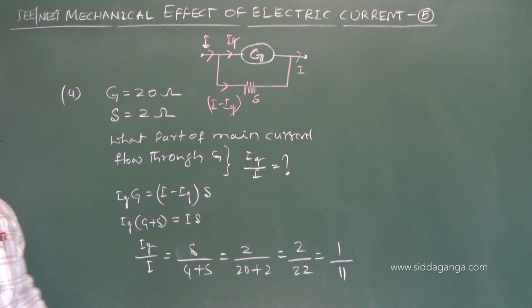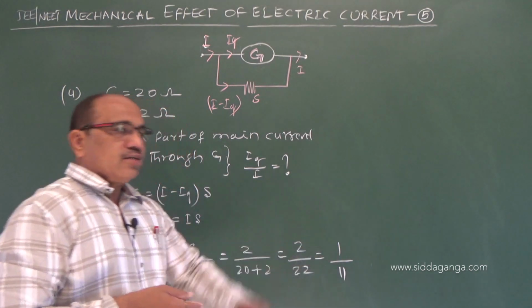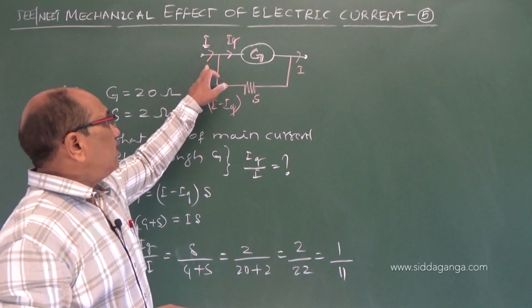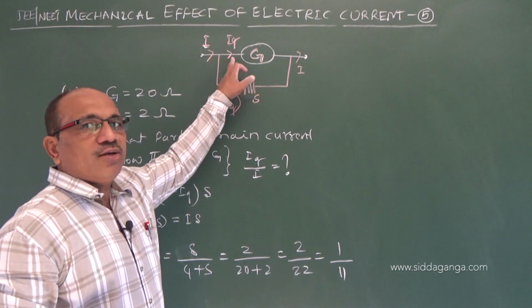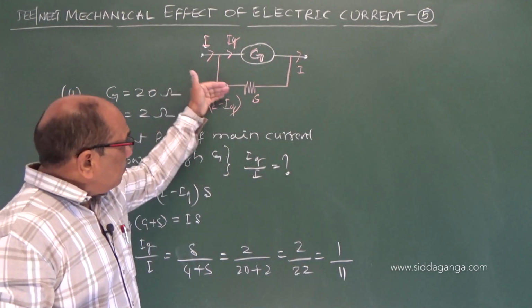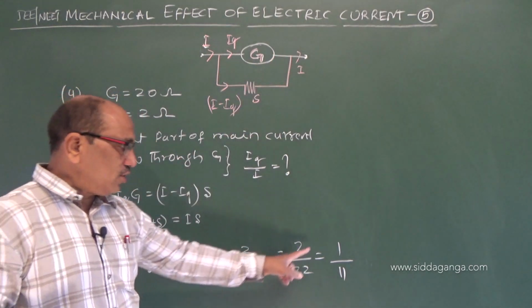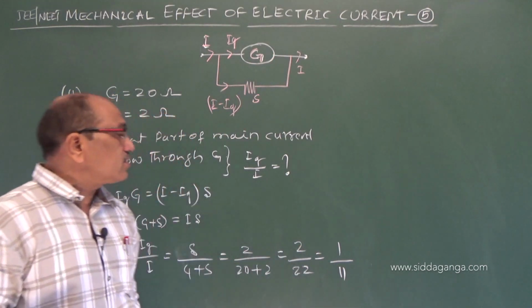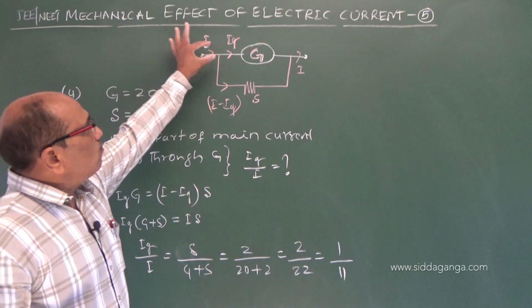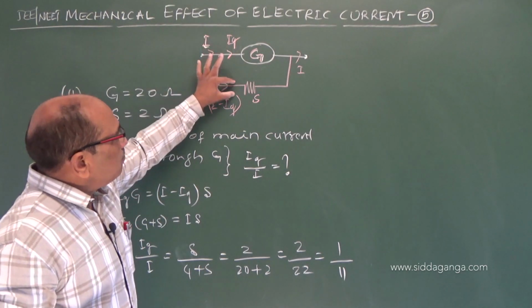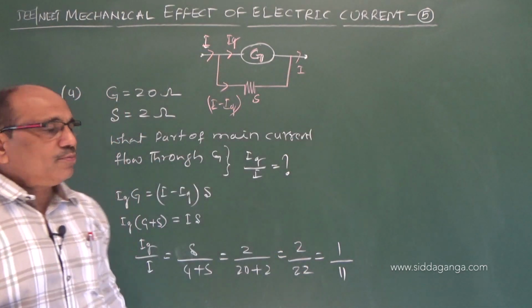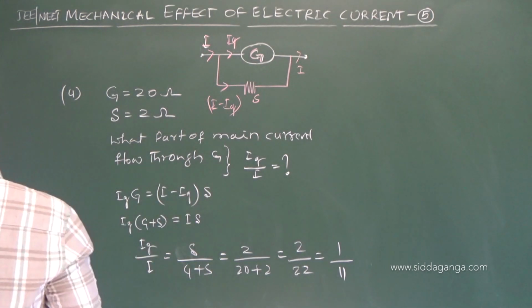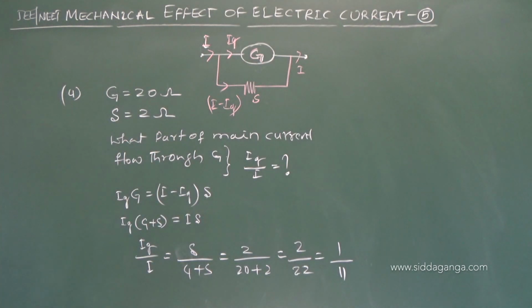1 by 11th part. If you assume 11 ampere of main current, 1 ampere will be carried by the galvanometer, and 10 ampere will flow through the shunt. I think you followed: 1 by 11 means out of 11 parts, 1 part is taken by Ig, and 10 parts of current pass through the shunt. That is what this problem suggests. Let us take another one.